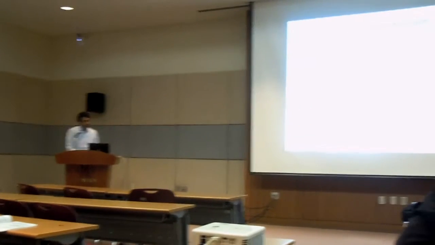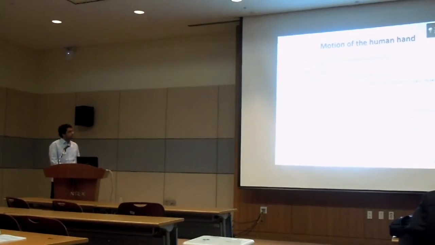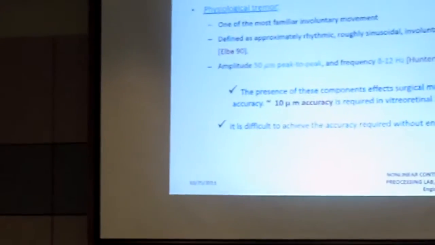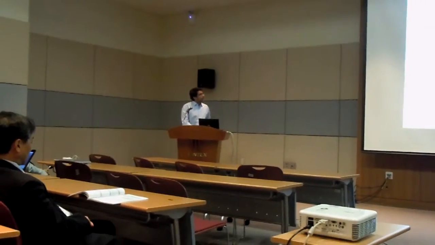Let us consider vitreoretinal microsurgeries, which require an accuracy of 10 micrometers. Due to the presence of this physiological tremor, we get an involuntary movement of 100 micrometers amplitude, which degrades the performance of the surgery. So, in order to get perfect or accurate surgeries, we need these engineering aids to eliminate or to predict the tremor.